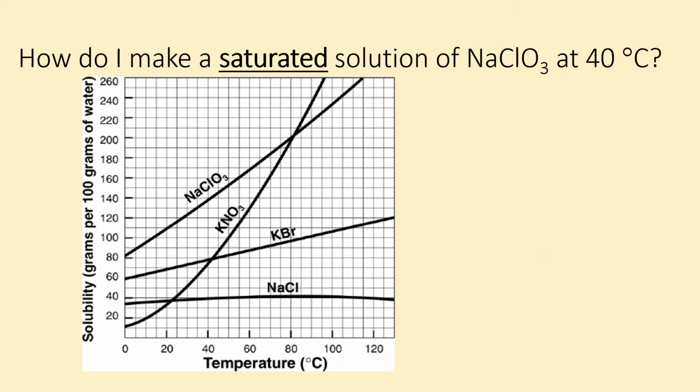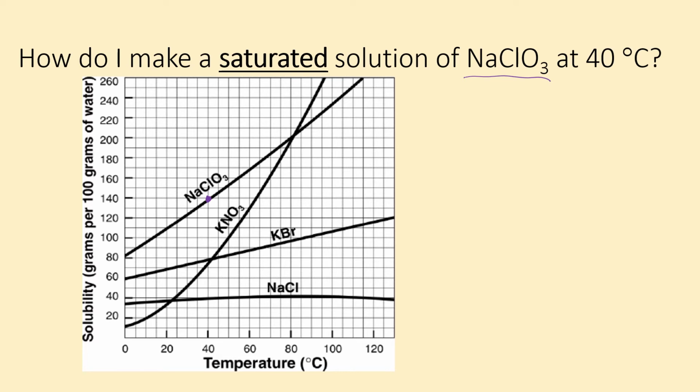All right, so how do you make a saturated solution? All right, and we want to make a saturated solution of sodium chlorate at 40 degrees. So we find 40 degrees, we say, all right, right here, right? All right, so at 40 degrees, if we want it to be saturated, we have to be able to get 140 grams to dissolve.